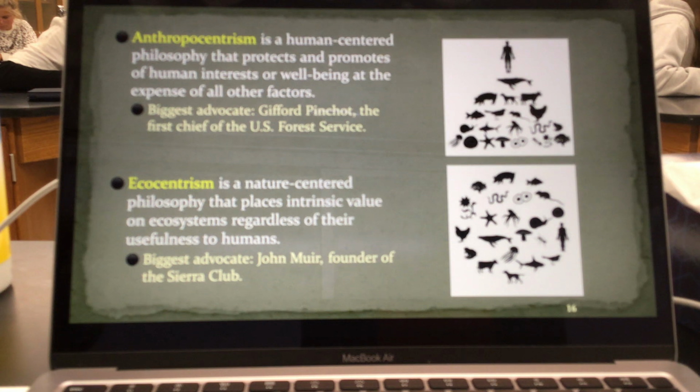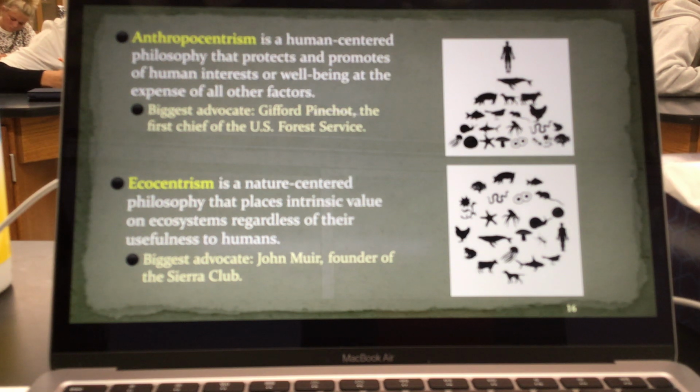All right, so this guy named John Muir was the founder of the Sierra Club, which eventually helped establish those national parks, and he was a big advocate in the development of national parks, national forests, and things like that. He was the one that really pushed this idea of ecocentrism, that our ecosystems around us need us as much as we need them.